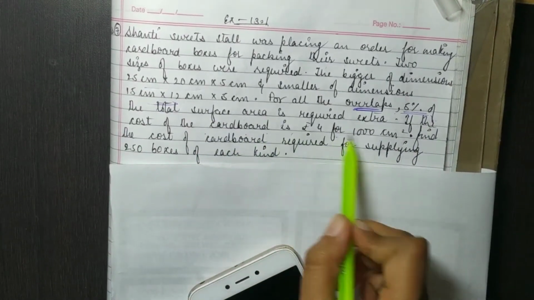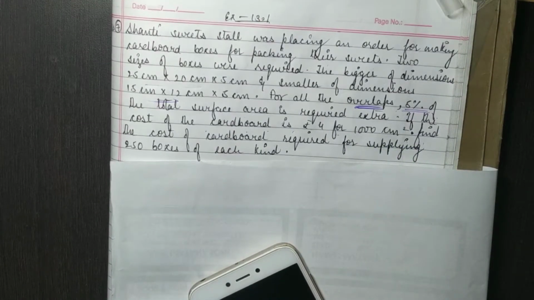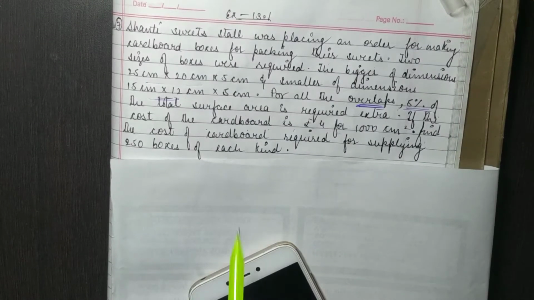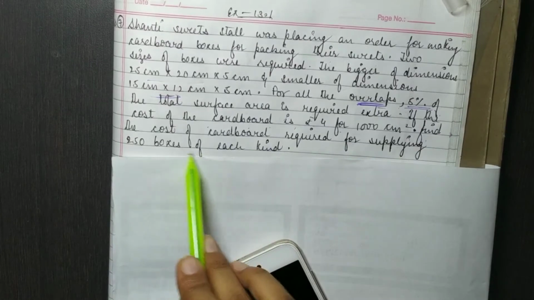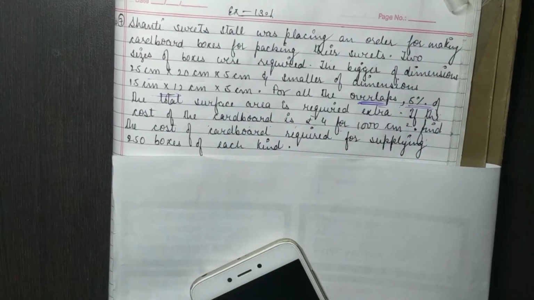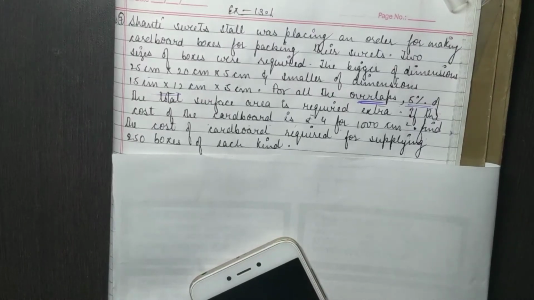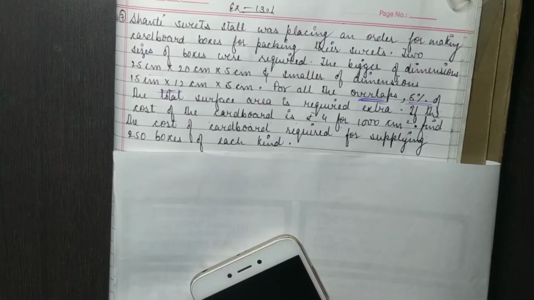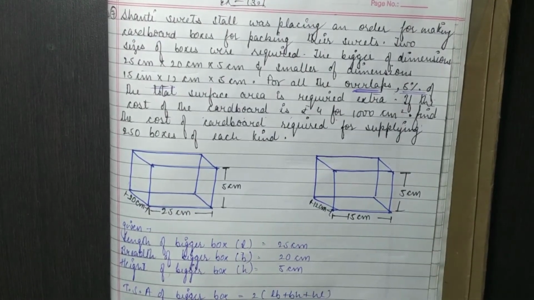If the cost of cardboard is rupees 4 for 1000 centimeter square, 1000 सेंटीमीटर स्क्वायर के लिए 4 रुपये कॉस्ट है, and we need to find the cost of cardboard required for supplying 250 boxes of each kind. Now we will solve it further. As we have read out the question, now we'll start with the solution of the given question.